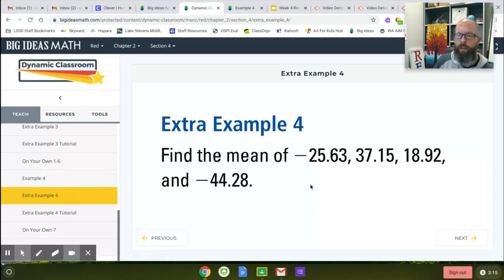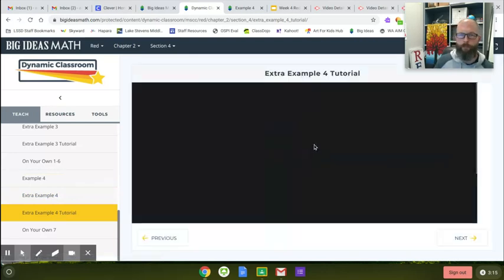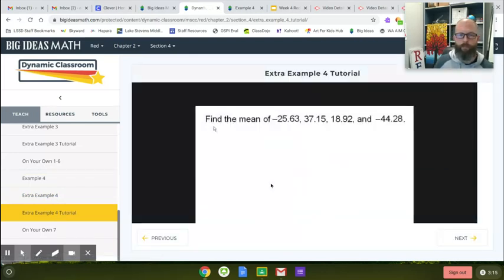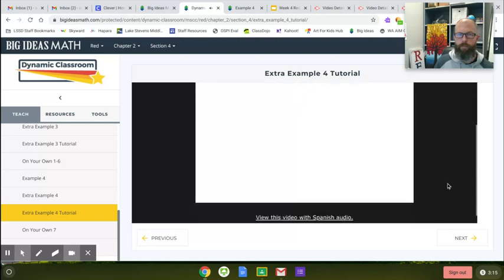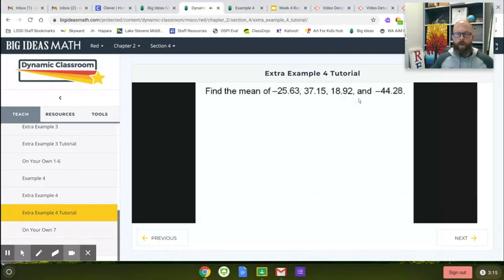So the mean of these 4 numbers, 1, 2, 3, 4. Find the mean, so you have to add all of them up and divide by 4 because there's 4 numbers. So let's see how they do it. 18 and 92 hundredths, and negative 44 and 28 hundredths. So remember, to find the mean, what we need to do is add up all of our values and then divide by how many values there are.